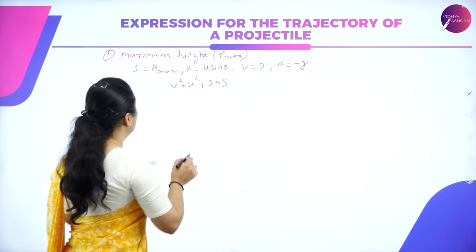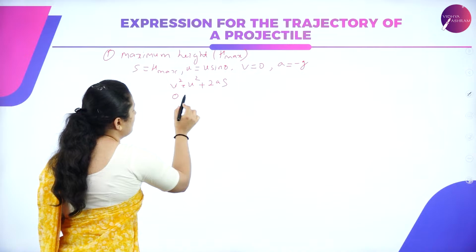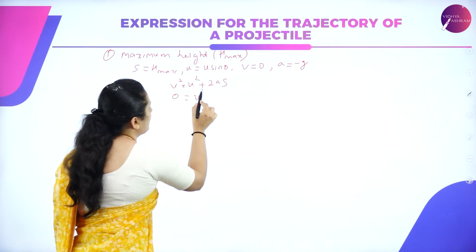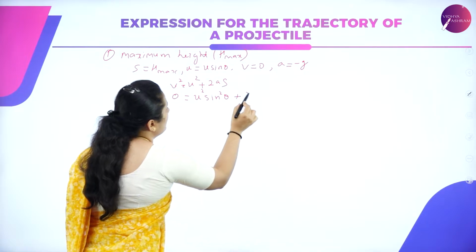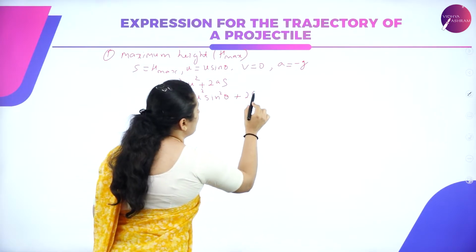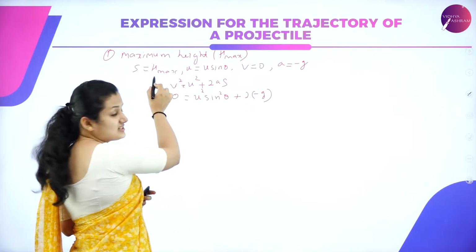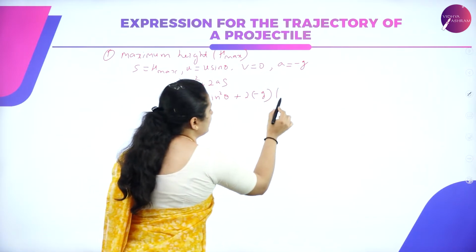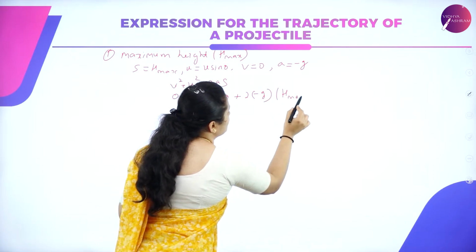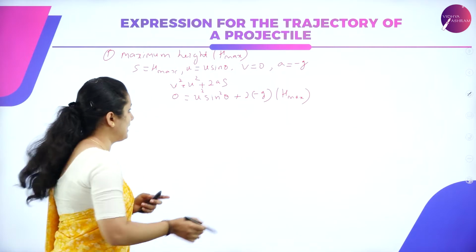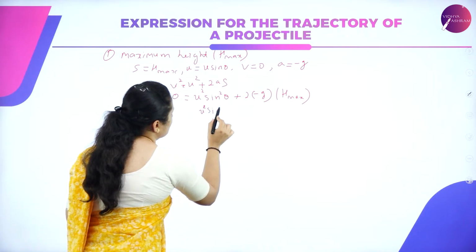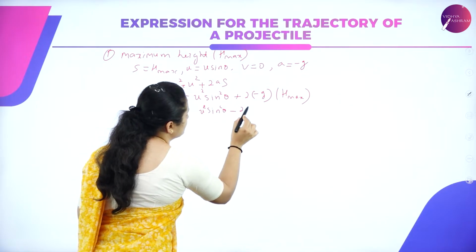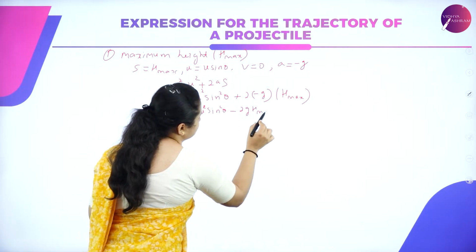Substitute the values. What is v square? It is 0. So 0 is equal to u square sine square theta plus 2. What is a now? Minus g. What is s? Maximum distance along the vertical component. It is h max. So I'll get u square sine square theta minus 2g h max.